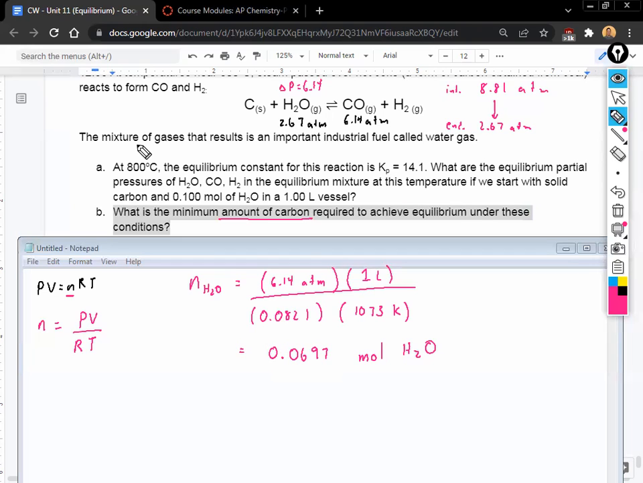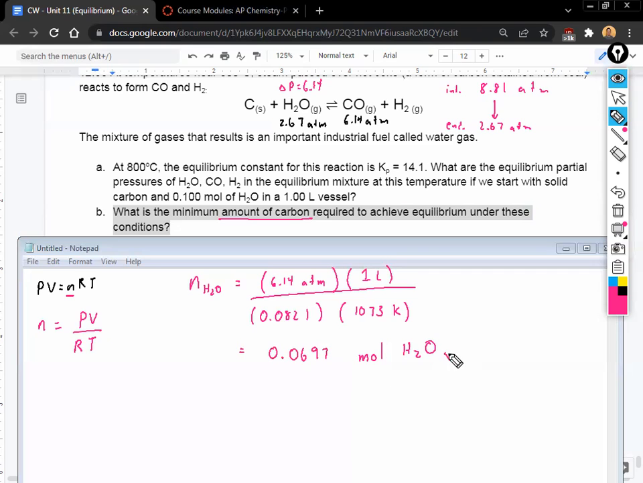I'm so sorry, guys. Just to reiterate, we use 6.14 because that's the amount that was used in order to get to the equilibrium, not the final value. I'm sorry. I was looking at it and it kind of doesn't make sense. Okay, so from here, it's very simple.